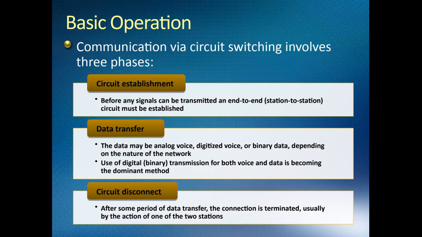For the operation of a circuit switching network, there are three phases. Circuit establishment, please read the explanation. So you are establishing the circuit. Then you start transferring the data. And in the end, you have to disconnect the circuit. So these are the three phases. And remember, this came in one of the questions.